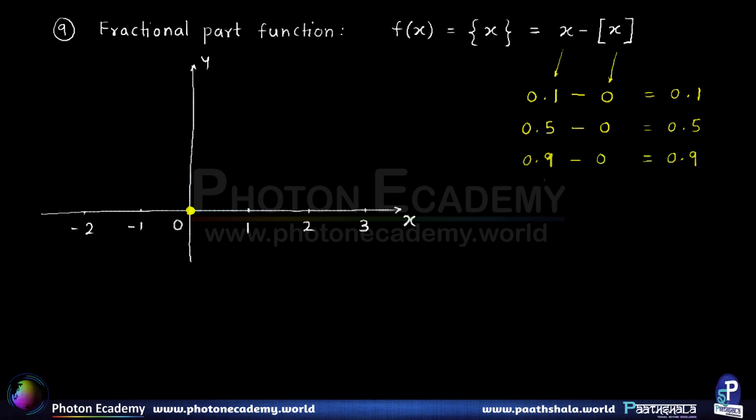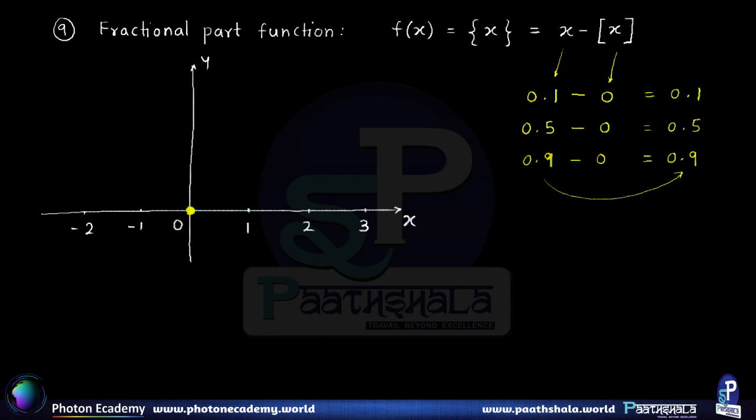So you see that whatever is the value of x, the same is the value of the fractional part if x lies between 0 and 1. Now the moment it touches 1, what happens is 1 minus the greatest integer function for 1, which will be equal to 1 itself, and that will pull down the answer to 0.